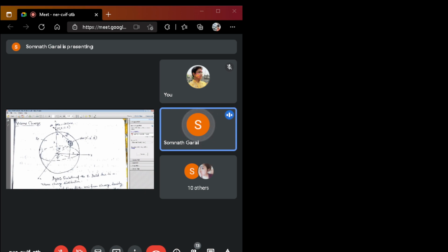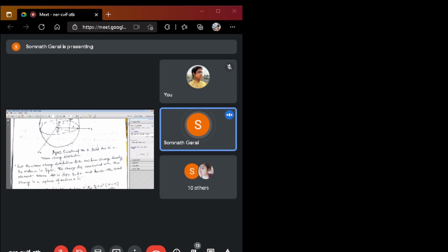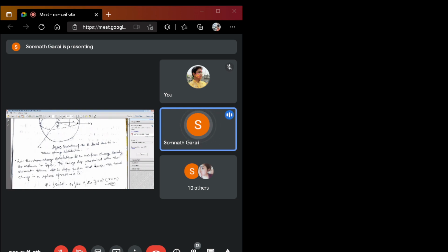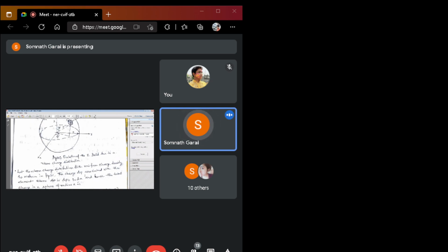Now we go to the calculation part. Let a volume charge distribution have a uniform charge density, which I have already said is rho v in the figure. So the differential charge of this sphere is calculated by dq, the differential charge.